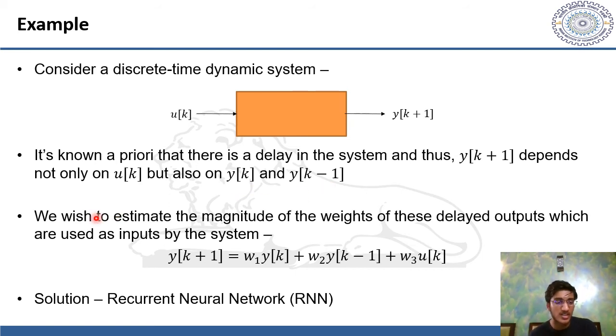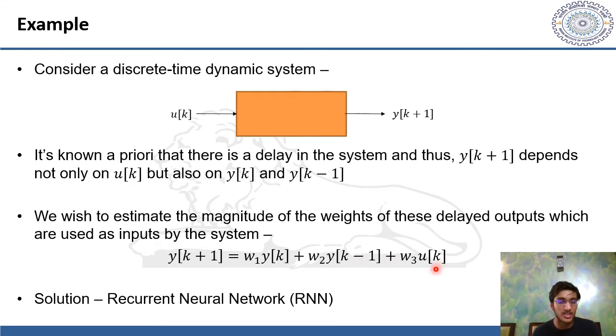The problem at hand is that we need to estimate the magnitude of the weights of these delayed outputs which are used as inputs by the system, so that we can get an idea as to by what amount the output at any given instant of time t plus 1 depends upon the outputs generated by the system at previous instances of time t and t minus 1. So y of k plus 1 can be given by w1, which is weight 1, times y of k plus w2 times y of k minus 1 plus w3 times u of k.